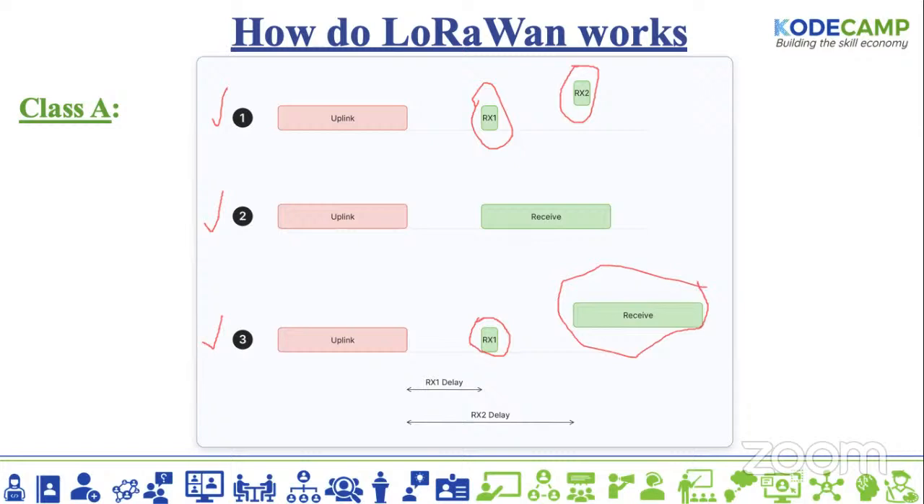One of the things you need to note about class A is that they are often powered by battery. Class A devices are often battery powered, and they have the lowest energy consumption. They don't consume much. They tend not to consume much.